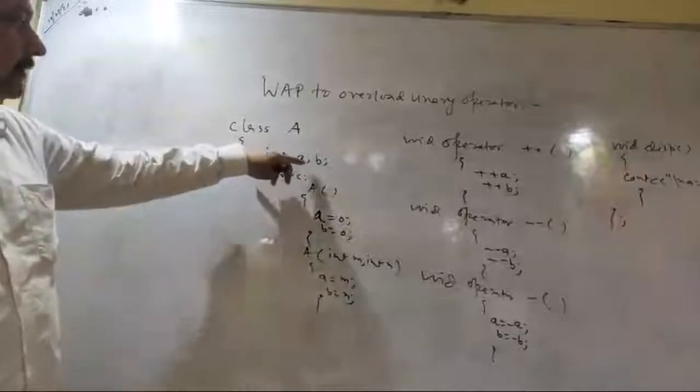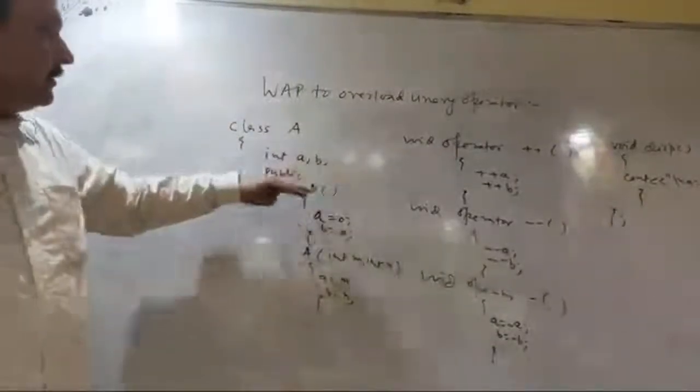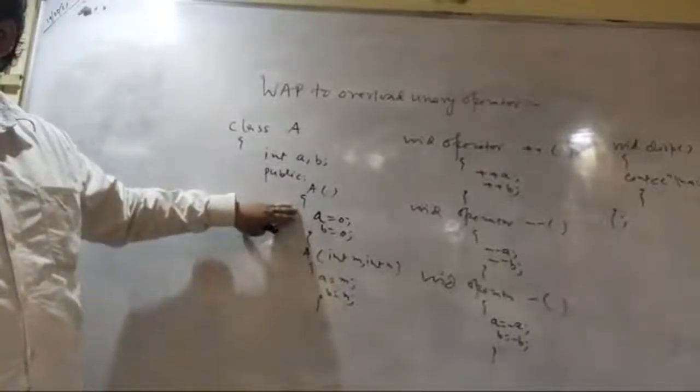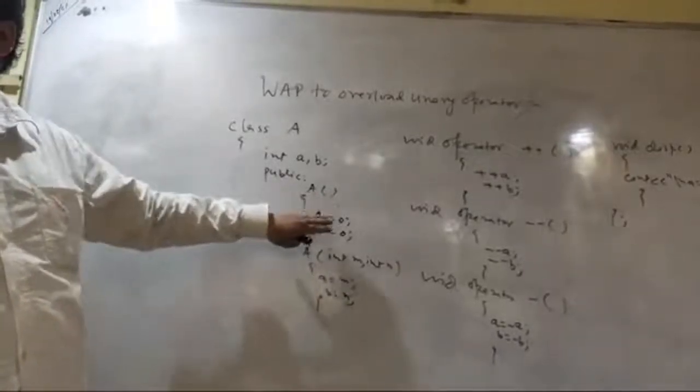The class is completed. Inside the class there are two data members, A and B. Under public we have two constructors. One is the default constructor. If we do not pass any parameter, then by default A and B are 0.